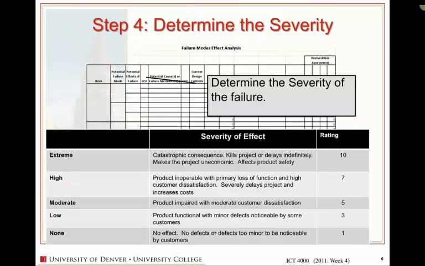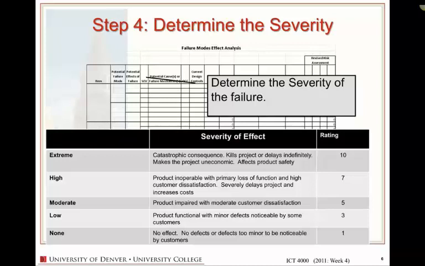The next thing we want to do is determine the severity of the failure. And here, this is a handy tool to have with you when we go through the example. It can range from the extreme to none at all. And notice that for none, it's not 0, it's 1. For extreme, you could have a catastrophic consequence. It could kill the project or delay it indefinitely and make that project uneconomic, or it could affect product safety. That's a 10. That's the most severe type of effect it could possibly have.